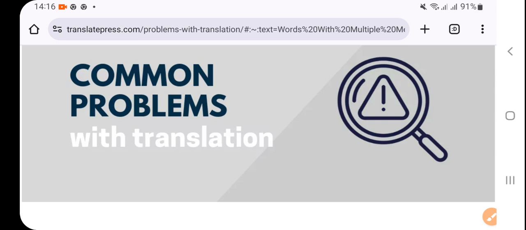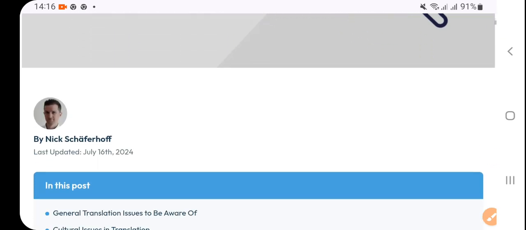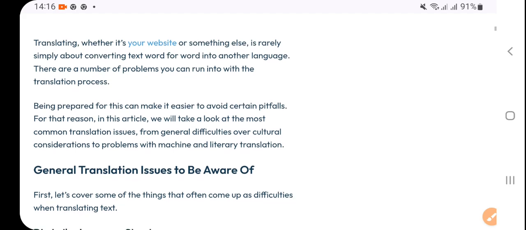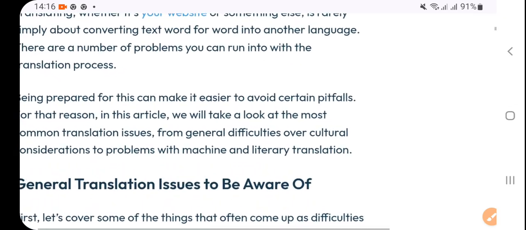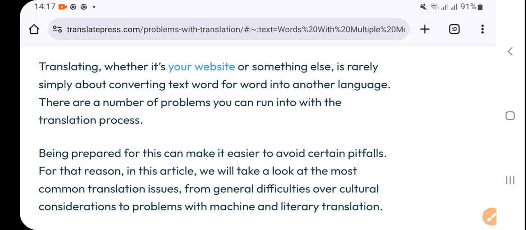Common problems with translation. This topic today we are going to discuss, because there are a number of problems when we translate source material to a target language. So we are going to see what kind of problems we face. Here, first of all, the introduction. We have to know what problems come when we translate.